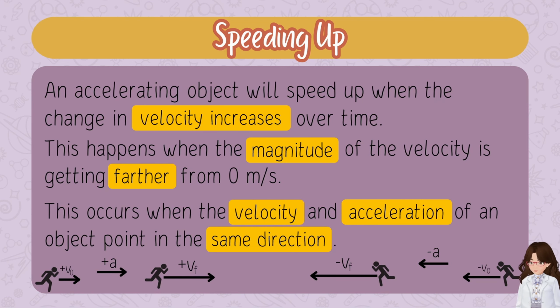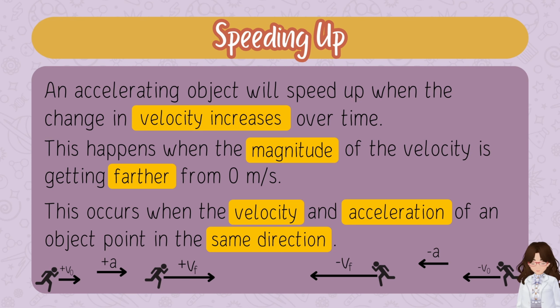Now, this occurs when the velocity and acceleration of the object point in the same direction. So you can see the two examples at the bottom of the screen. On the left-hand side, we have an initial velocity that's positive. We add a positive acceleration, so this would be like 2 meters per second plus 3 meters per second. And that would produce a final velocity that's a more positive solution. 2 plus 3 would give us 5.